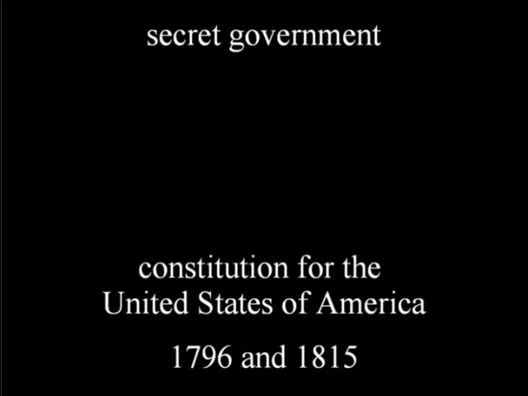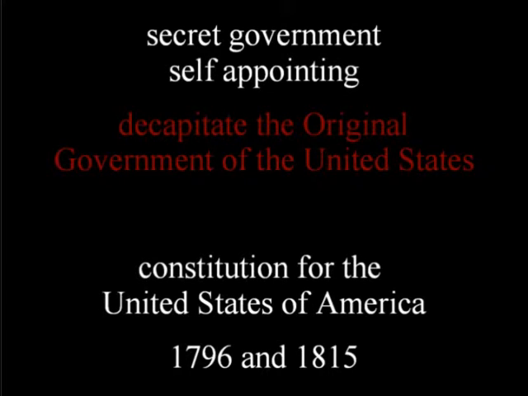In the previous segments of Federal Flaws, Perceiving the Problem, we've seen how the Undergovernment Constitution, published in 1796 and modified in 1815, created a secret government. The next step was to make that government self-appointing in the tradition of the philosopher kings of Plato. The final step was to decapitate the original government by seating the members of the original government Congress and the original government president in the undergovernment instead of the original government.